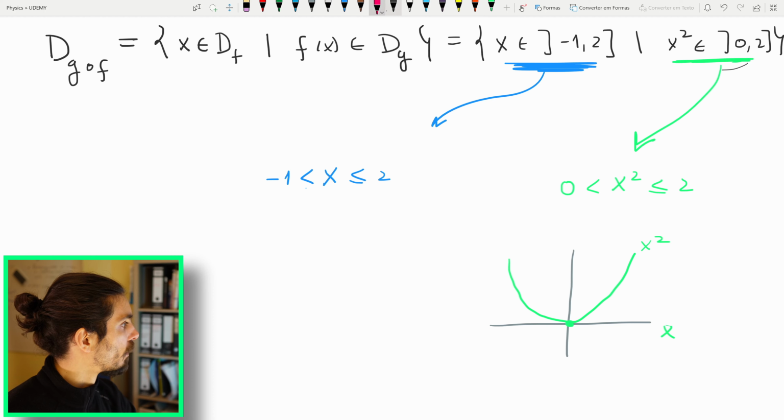Now, this part here is already done. The x squared, we already have a picture for it. But let's now draw the picture for the other two.